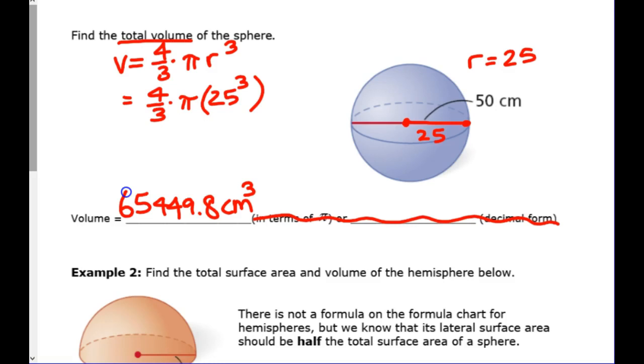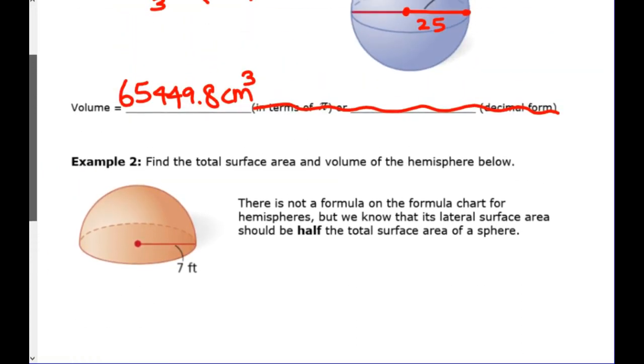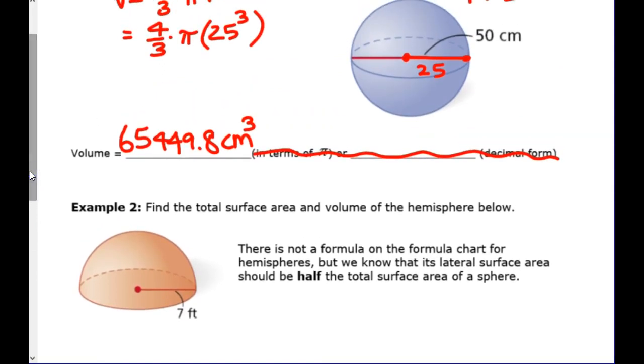Okay. Now, what is that shape again? Hemisphere, right? So this says to find the total surface area and the volume of a hemisphere. Now, if you have your formula chart, which you don't right now, which is fine, but if you had one and you were like hemisphere, and you start scouring the page and you keep looking and looking and looking, you would not find a hemisphere on your formula chart, okay? But we all are smart.